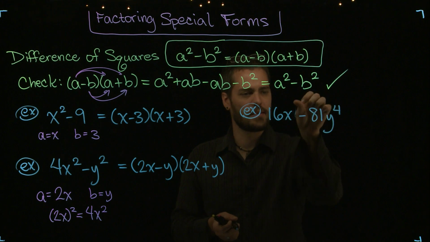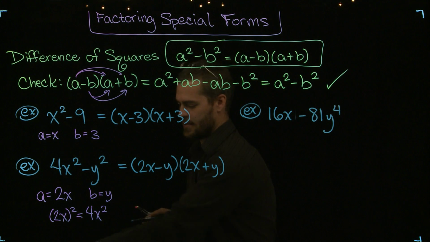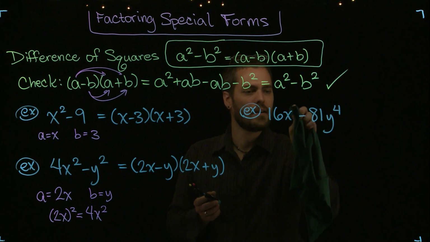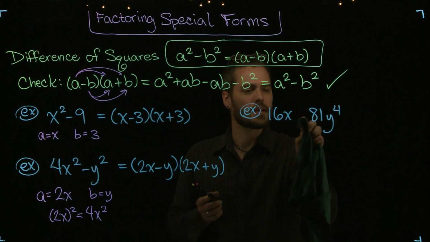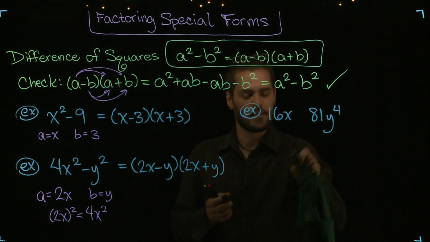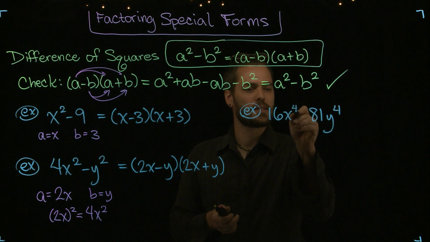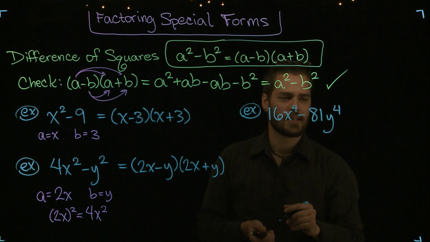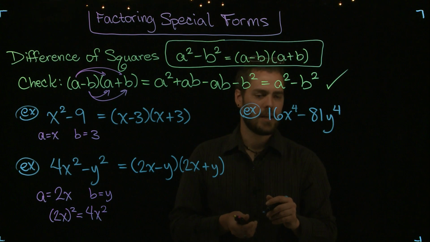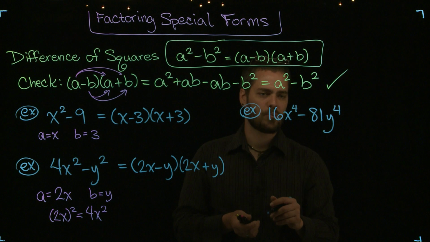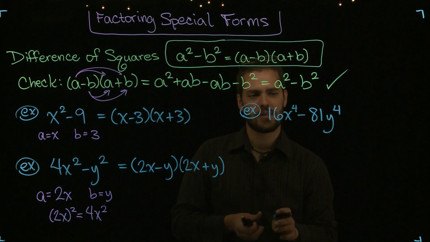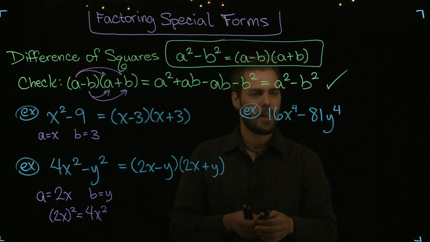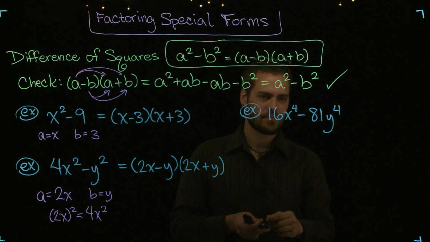I'm going to erase that. I'm going to smear it around until it's erased properly. There we go. Okay, what I meant was 16x to the fourth minus 81y to the fourth, and it doesn't perhaps immediately look like a difference of squares. Certainly there's a difference, but these are to the fourth power.